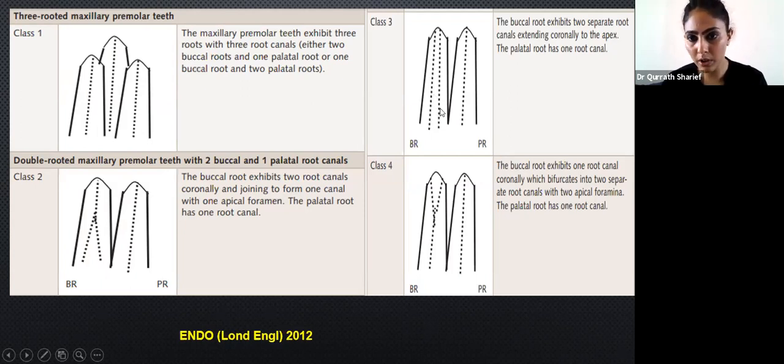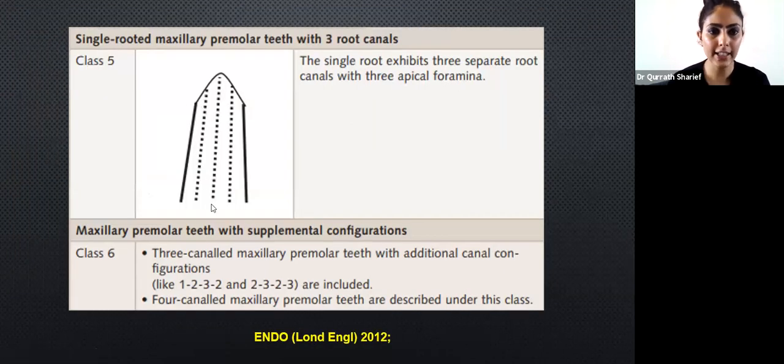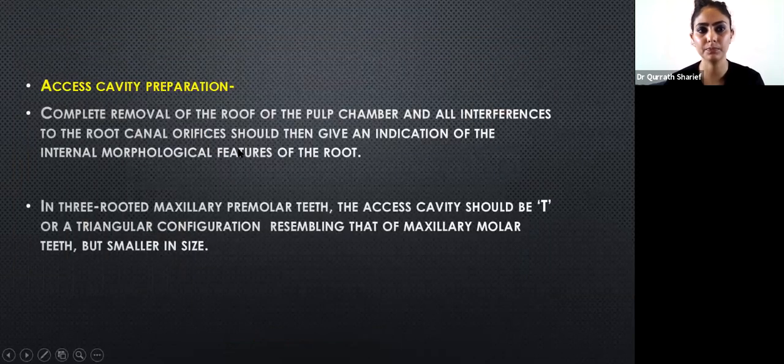So with type 4, what you see is the configuration where it originates from the canal orifice and runs till the root apex. Same goes with the second canal. And class 4 has 1 palatal canal and then again 2 buccal canals in 1 buccal root. So it is the inverse of the Y-shaped canal configuration. Class 5 is nothing but 1 single root with 3 different canals.